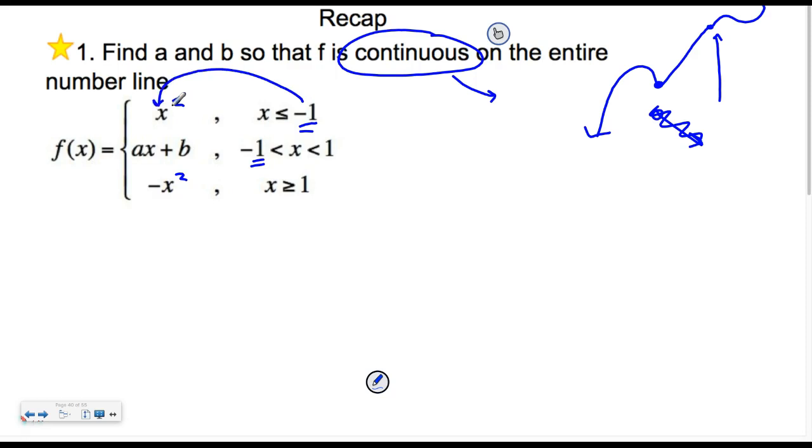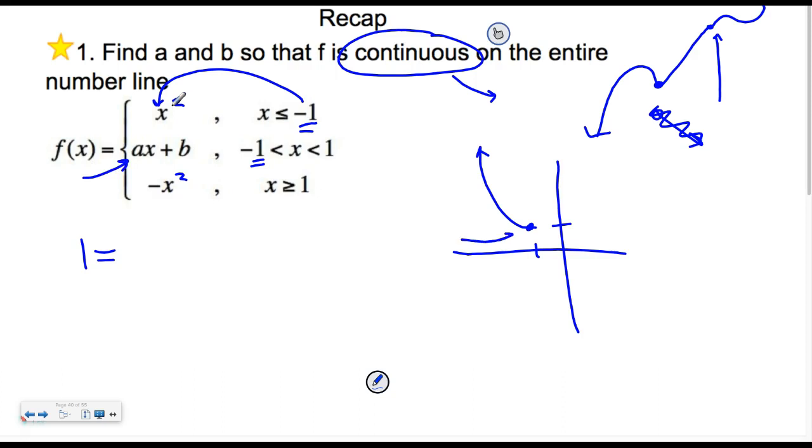On the parabola at -1, I will be at the point -1, 1. Agreed? If I were to look at it on a graph, it's the parent function at -1, 1, and everywhere to the left of that I have this. So what I do is I say 1, this height, has to equal the exact same height of the line. So I've got to make sure that my line right here meets up at 1. So what I do is I say, well, when x is -1, make sure you put it in for x.